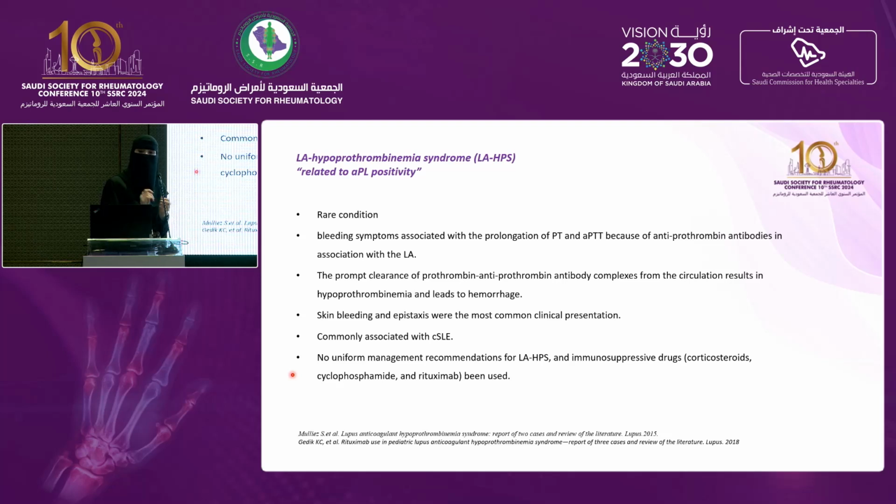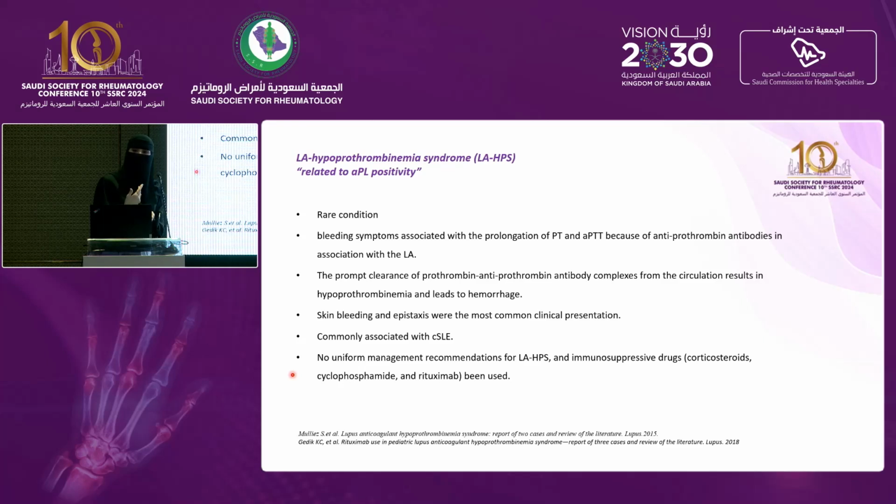I would like to talk about one of the syndromes that may happen in patients who have antiphospholipid syndrome, which is lupus anticoagulant hypoprothrombinemia syndrome. This may happen with patients who have secondary antiphospholipid syndrome associated with other disease, mainly lupus. Those patients will present with bleeding symptoms, and in the laboratory we will find prolonged PT and PTT. The patient will present with skin bleeding and epistaxis, secondary to clearance of the prothrombin-antiprothrombin antibody complex from the circulation.